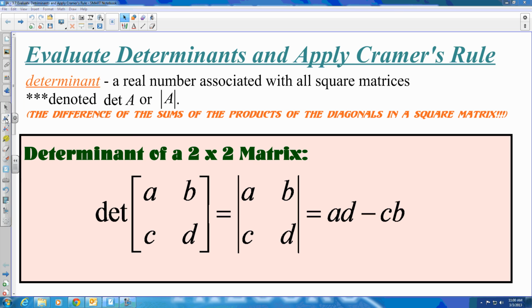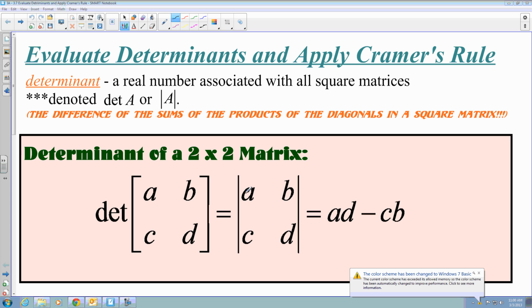Okay, so today we have section 3.7 where we're going to evaluate determinants and also be able to apply Cramer's rule with matrices. The determinant of a matrix is a number, and it's associated with a square matrix. So again, it can only be with a 2 by 2 or a 3 by 3. It can't be a 3 by 2 because it's not a square matrix.